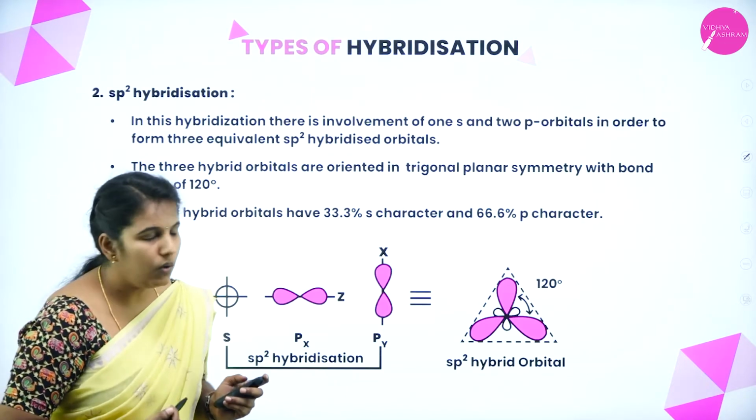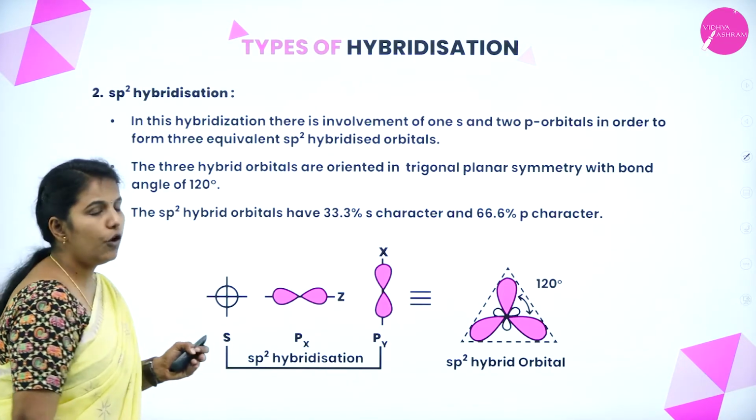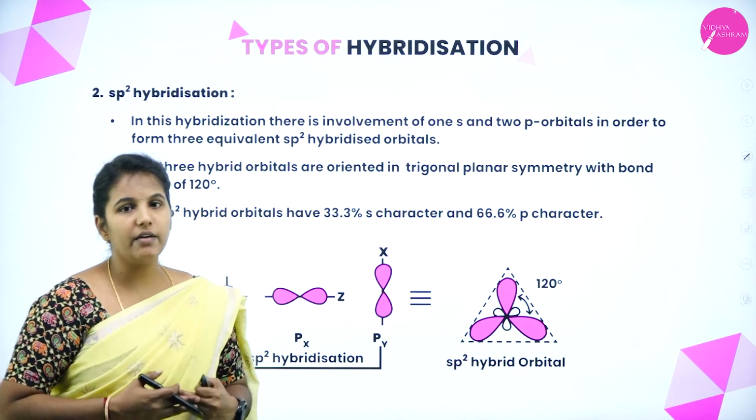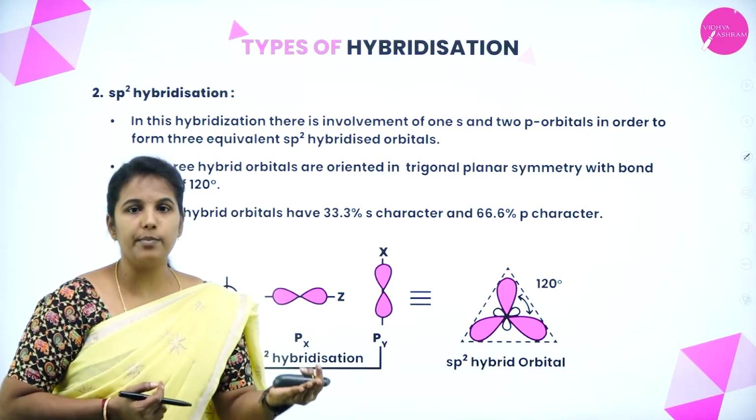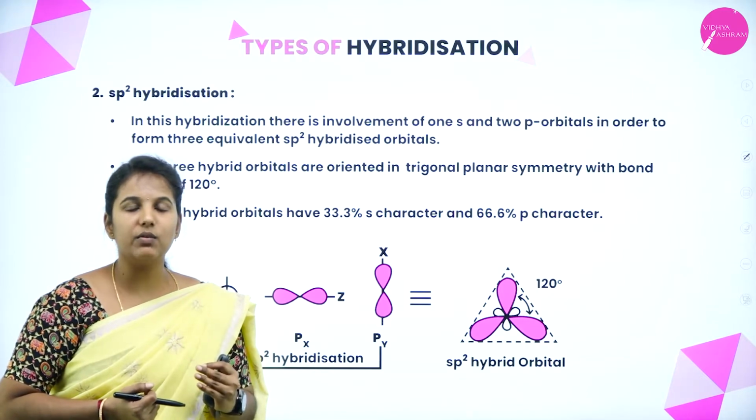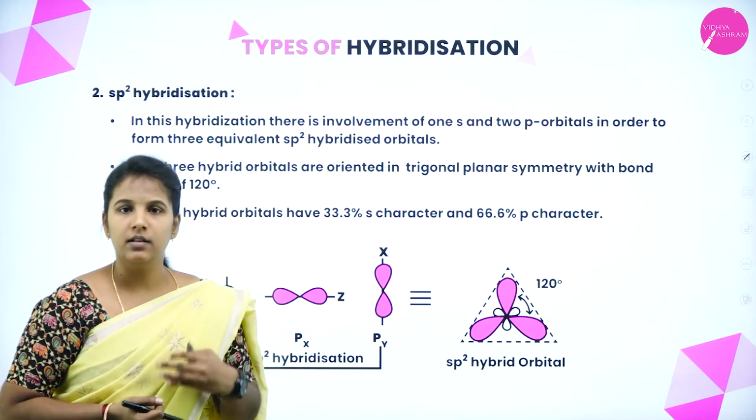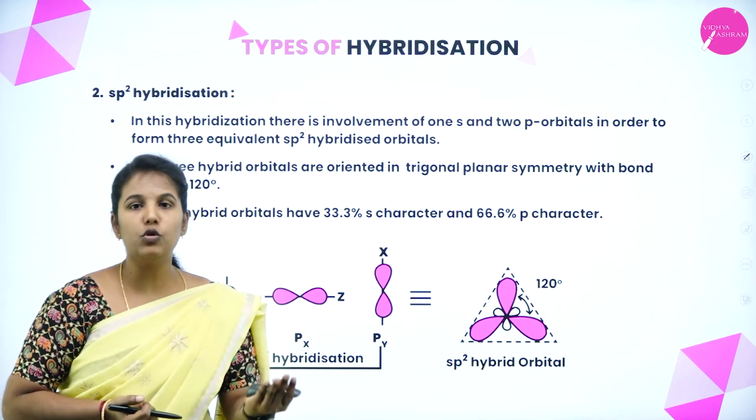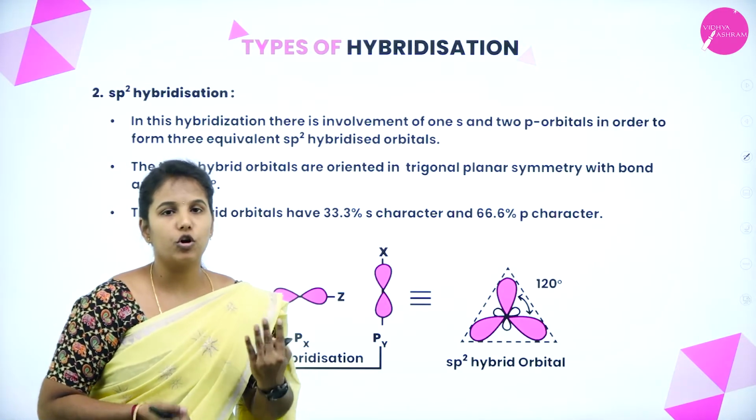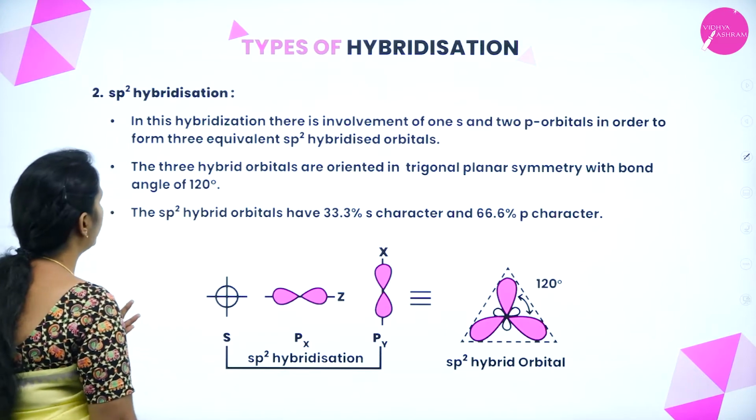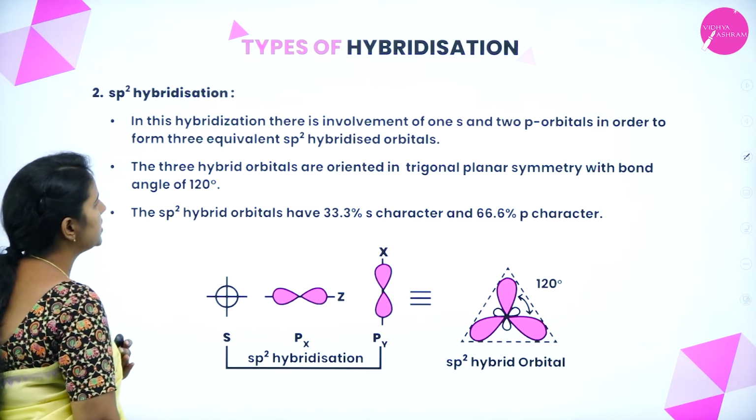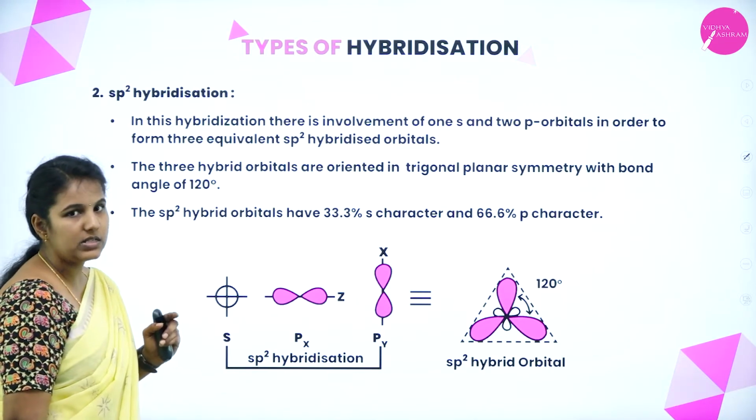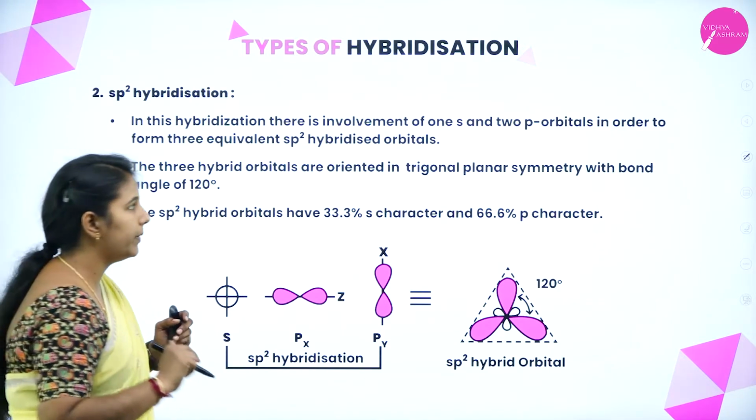Okay. Now let us see what is sp2 hybridization. Now we have understood what sp hybridization is by understanding it with the beryllium chloride and acetylene molecule. Now let us see what sp2 hybridization is and what the examples are. This is a type of hybridization which involves one s orbital and two p orbitals.